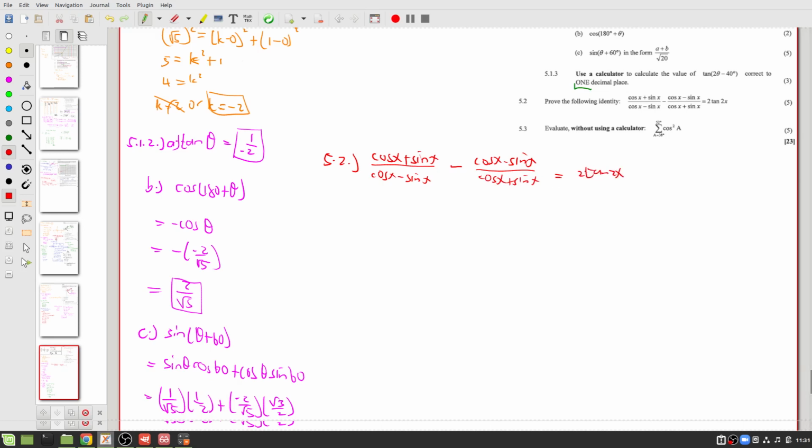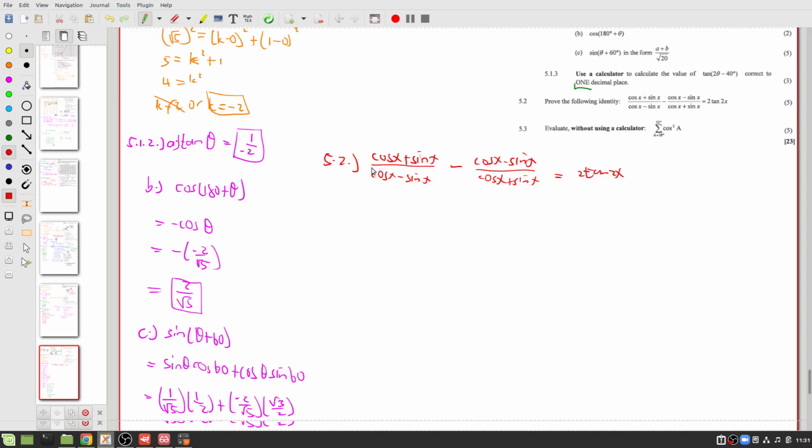So whenever we've got something that we have to prove, like an identity, then we just want to work with one side and keep the other side just as it is until it looks the same. So we're going to work with the left-hand side. It doesn't really matter. It's usually nicer. I just always start with the left-hand side unless it looks really complicated or difficult.